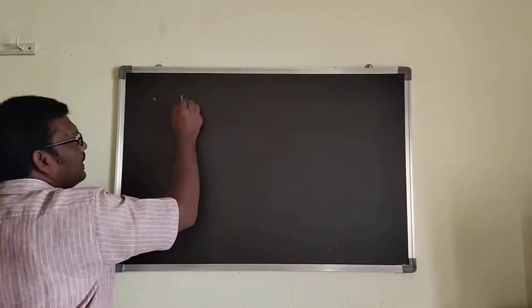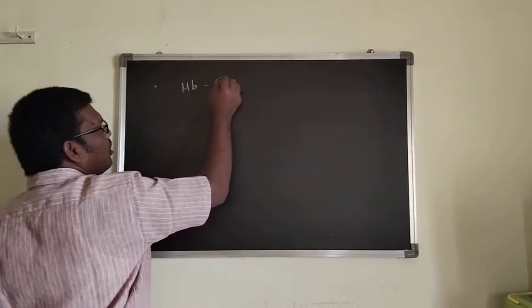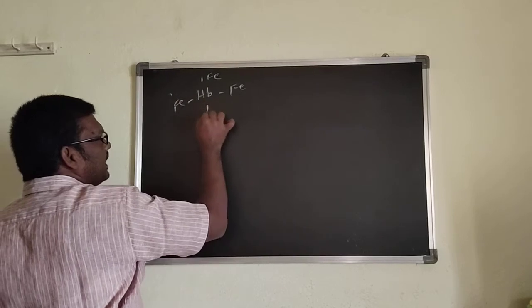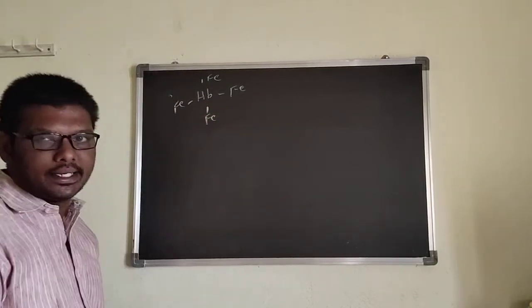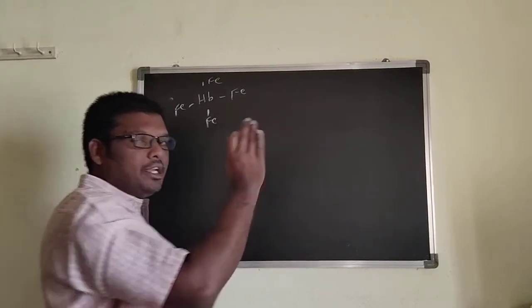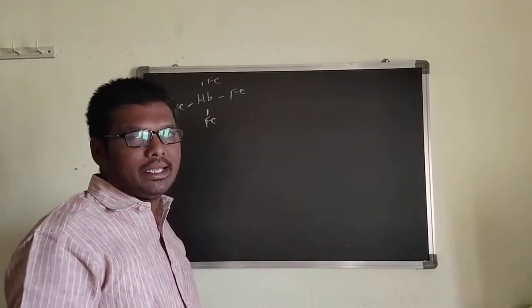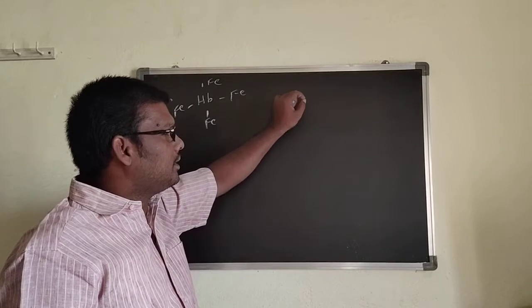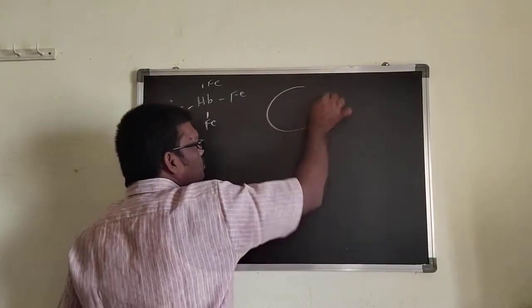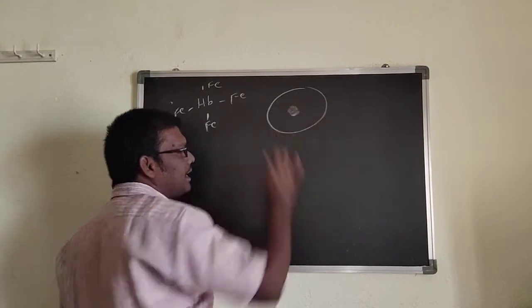Last class we discussed RBC. Here in RBC, what is it? The hemoglobin has 4 irons. Each iron can carry one oxygen molecule. Here is the differentiation between immature and matured RBC. In matured RBC the nucleus is absent. Now this is the matured RBC, the nucleus is absent.